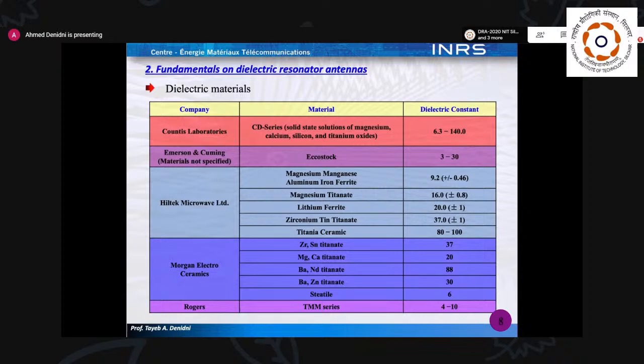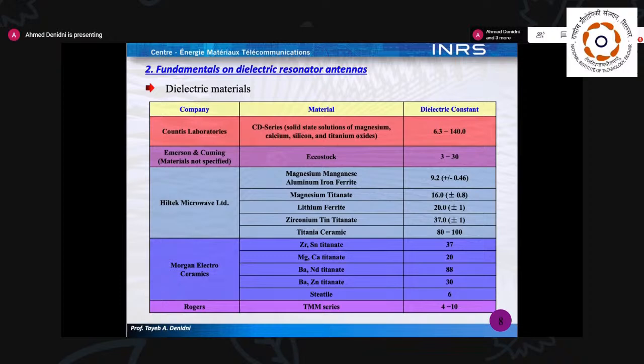For example, if you need a design with a dielectric constant around 9, we can choose the first one. If you need 16, you go for magnesium titanate. And then for the third one, you go for lithium fluoride and so on. And there's another company, they call Morgan Electro Ceramics. And also we have calcium and strontium titanate, magnesium calcium titanate, and all these variations of dielectric constant.